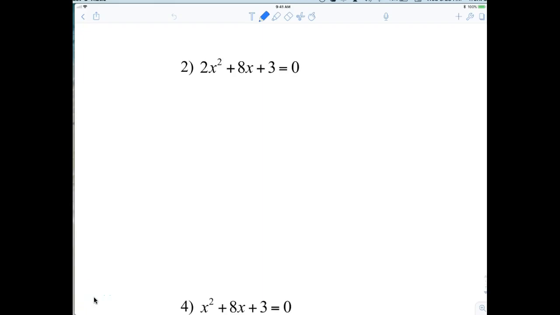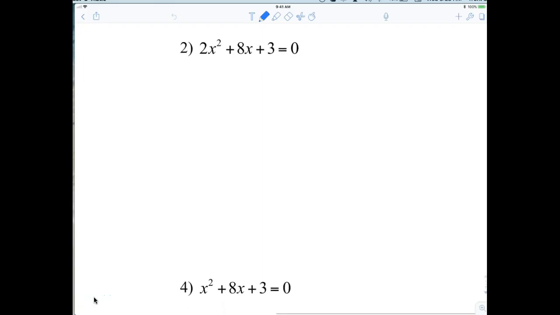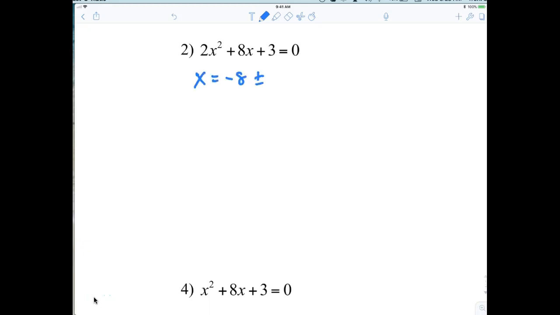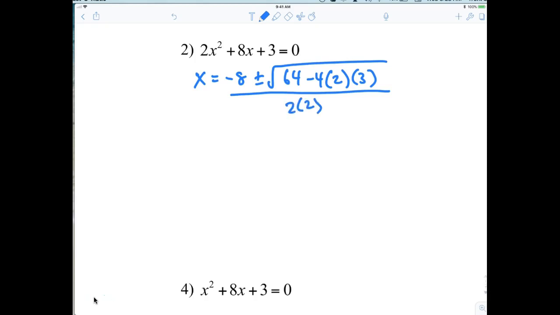I think it's going to work. Magic. Here we go. X equals negative b plus or minus the square root of b squared minus 4 times a times c all over 2a. So negative 8 plus or minus the square root of, now 4 times 2 times 3, 24. All right, and then 64 minus 24 is 40. So we have 40 all over 4.